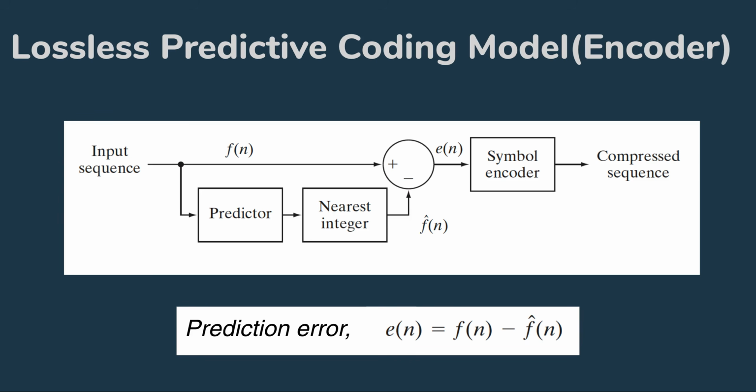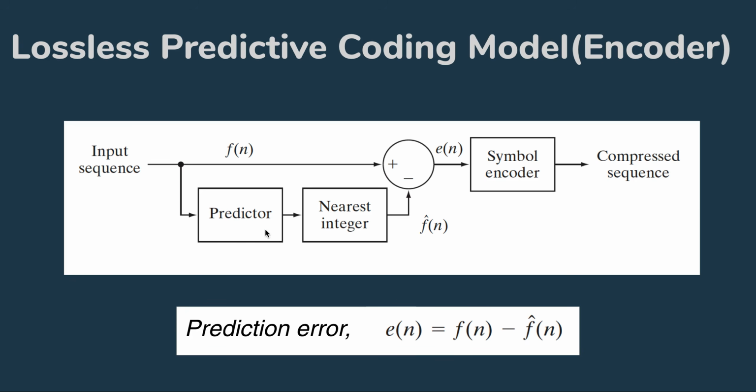Here I have given the general block diagram of a predictive coding model, and this is the model of the encoder. To the encoder, we will be feeding our input sequence. I am calling it f of n to generalize the idea, and we will take that f of n to calculate a quantity called e of n, or the prediction error, and we will also calculate another quantity called f hat of n. That f hat of n is generated by using a function called the predictor.